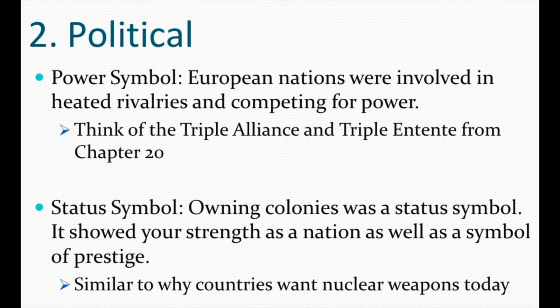And these colonies would be economically viable to you. They would be militarily important to you. But politically, in late 19th, early 20th century Europe, they were vital. A country without a colony was a country that was not powerful. And so every major country in Europe, even the smaller ones like Belgium and Denmark, had colonies because it was a status symbol. It was a symbol of political power as well as economic power.